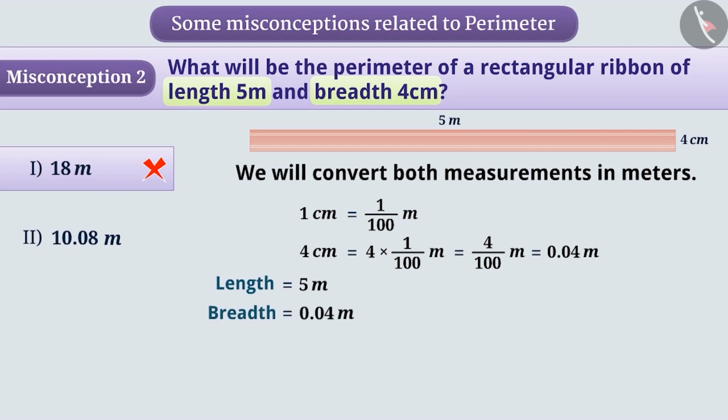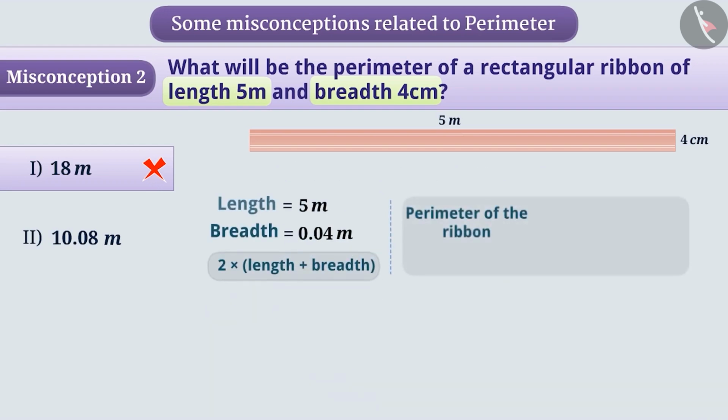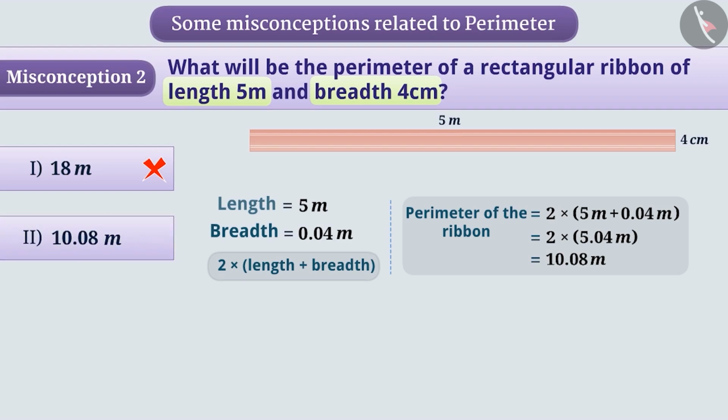Now the units of measurement are equal, we can use the formula. With the help of the formula, the perimeter of the ribbon will be equal to 2 multiplied by 5 meter plus 0.04 meter, which is equal to 2 multiplied by 5.04 meter, which is equal to 10.08 meter. Therefore, option 2 is the correct answer.